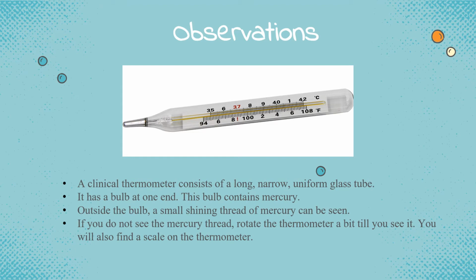It reads 35 to 42 degrees Celsius on the top half of the thermometer and 94 to 108 degrees Fahrenheit on the bottom half of the thermometer. The scale we use is the Celsius scale, which is on the top. It's the C. We're going to look at that.